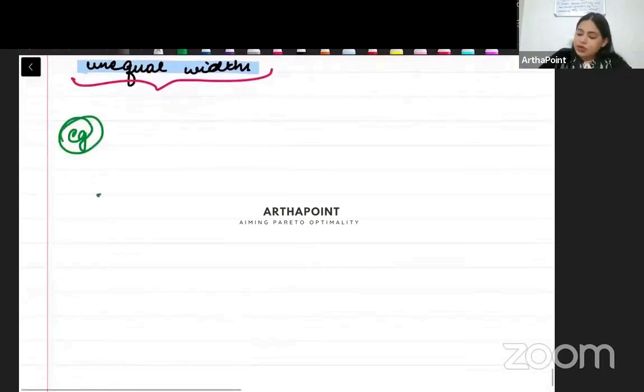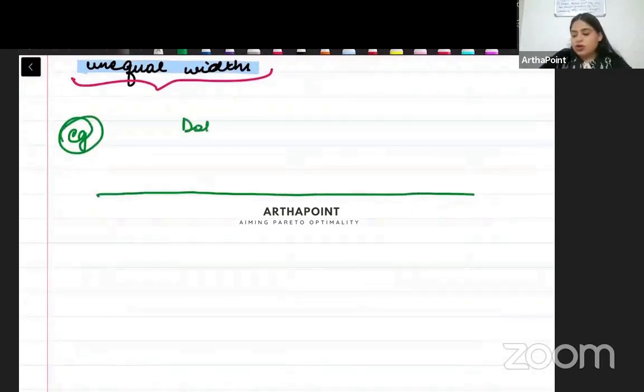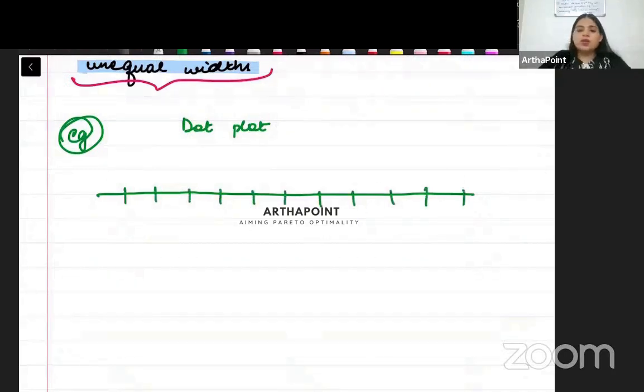Suppose beta, your data set is like this. You're given a dot plot, and the dot plot looks like this. I have many small intervals. And I see that I have one frequency here, one here, many frequencies here, and one here.